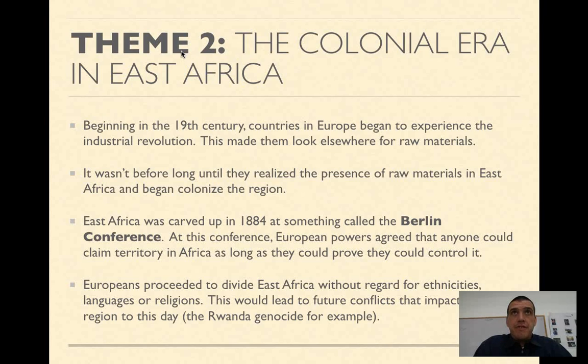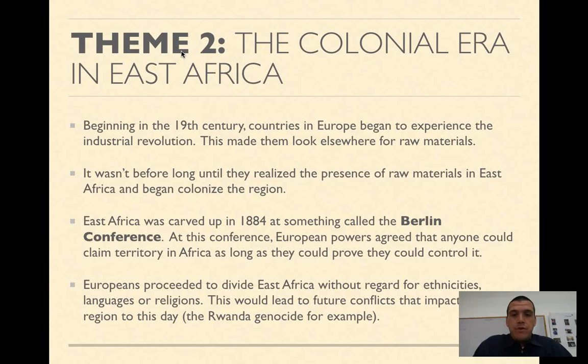It didn't take them long to figure out that Africa as a continent as a whole was flush with natural resources. And this includes East Africa. So they began to colonize Africa, and East Africa was no exception. East Africa fell victim to colonialism after something called the Berlin Conference in 1884. What the Berlin Conference was: all the colonial powers got together. They said, okay, there's Africa, there's a bunch of natural resources there. We can go in there, no problem, control the people, control the territory.